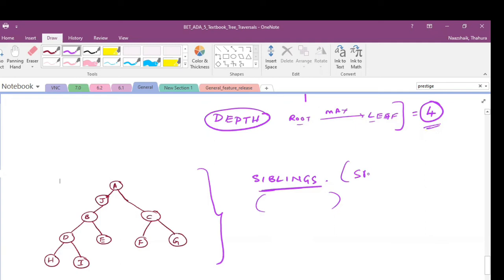Siblings means which have the same parent. Right? It's like siblings, you call brothers, sisters as siblings, right? So give me an example. Look at this tree. Tell me nodes which have the same parent. They are the siblings.